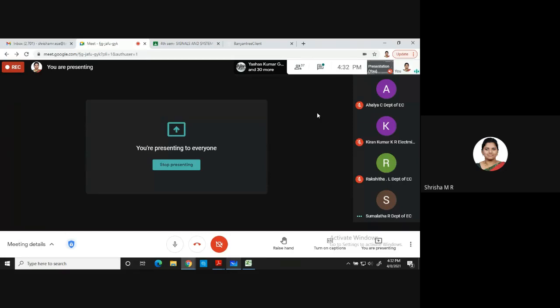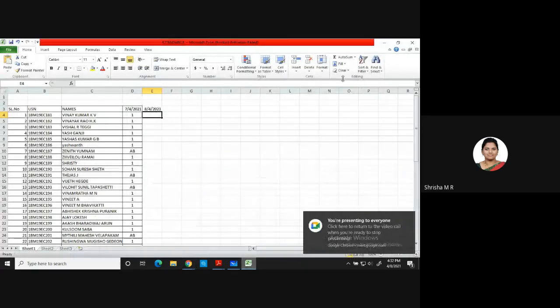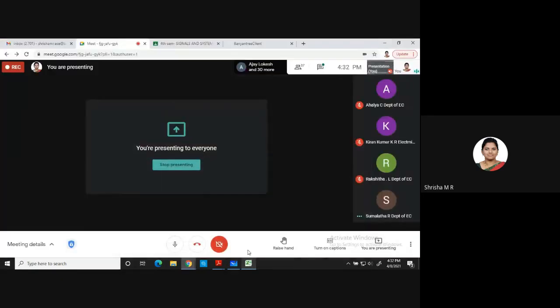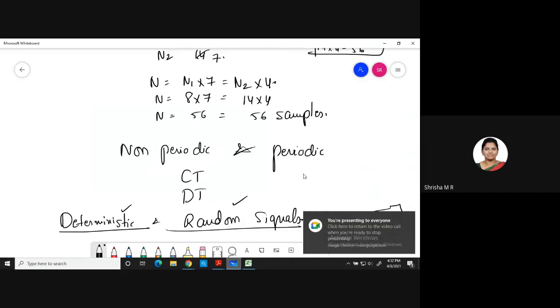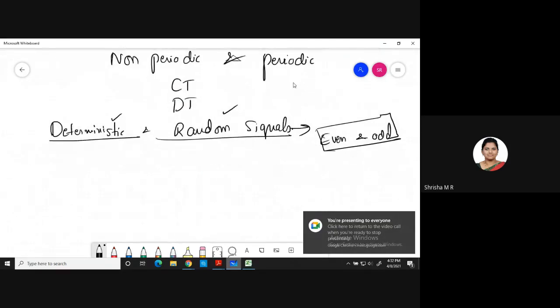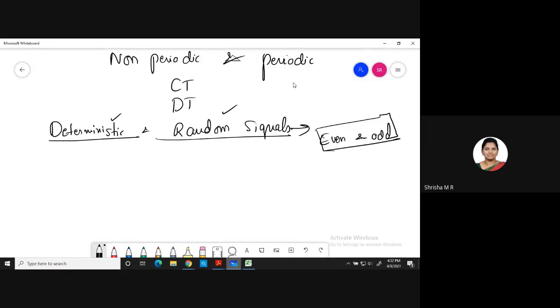Okay, so I think I can do this now. Deterministic and random signal. I'll just explain what it is, because tomorrow I have test duty of 6th semester students until 10:15. So I'll explain deterministic and random today, and tomorrow I'll do even and odd.